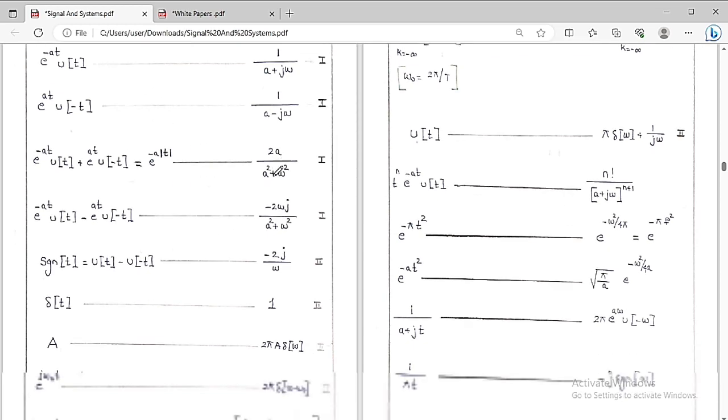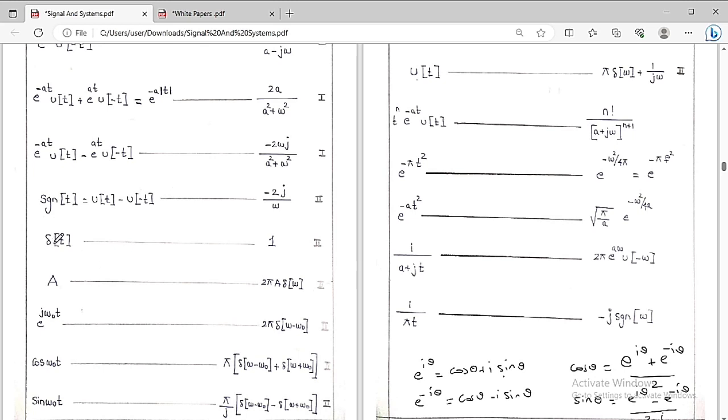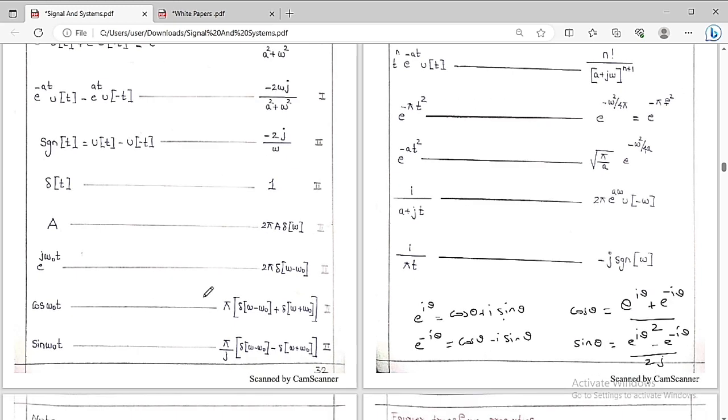Then for delta of t, you have to remember that the Fourier transform is 1. And for a constant a, the Fourier transform is 2 pi a into delta of omega. And for e to the power of j omega naught t, the Fourier transform is 2 pi into delta of omega minus omega naught.